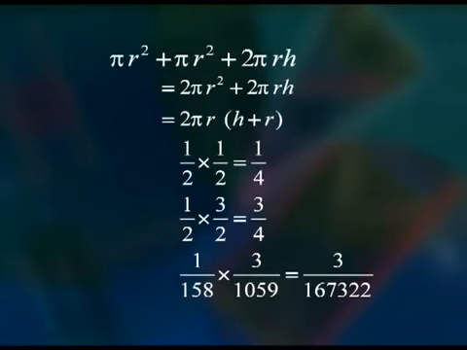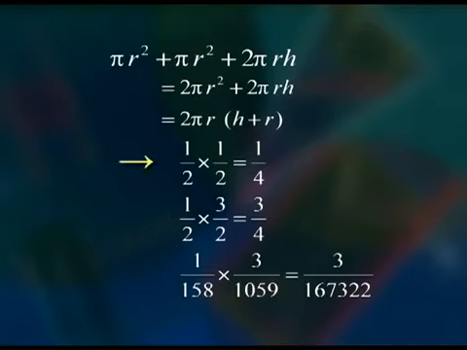But how is this half into half 1 by 4? How is this half into 3 by 2 equal to 3 by 4? How is 1 upon 158 into 3 upon 1059 equal to 3 upon 1,67,322? You multiply numerator to numerator and denominator to denominator, and you will get 1 by 4, you will get 3 by 4, and you will get 3 upon 1,67,322 respectively.